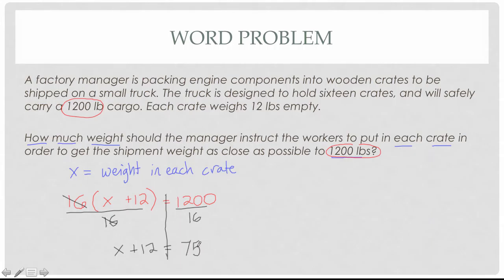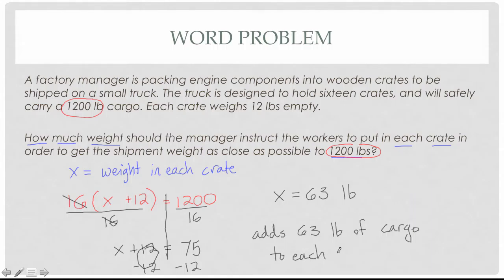So each crate has to be 75 pounds, but I have to subtract the fact that the crate itself weighs 12 pounds. So what do we get? 75 minus 12 is 63 pounds. So each worker adds 63 pounds of cargo to each crate. Remember to fully answer the word problem. There we go. It's a good one, huh?